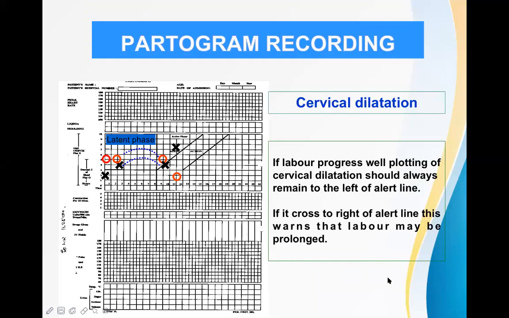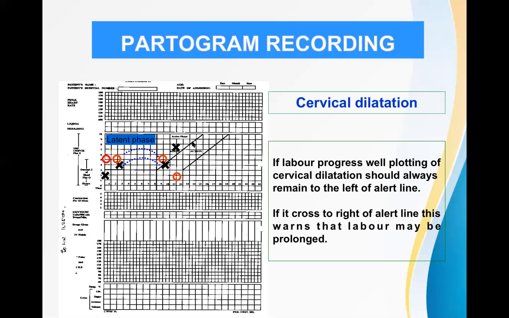Now, what about the plotting of cervical dilation? Every student knows that by now. The per vaginal examination has to be done time and again, every 4 hours in the first stage of the labor, and then every 2 hours. If it crosses to the right of the alert line, this warns that labor may be prolonged. All of you, please focus here. Where is the alert line and where is the action line once again? Okay, do you know it already?